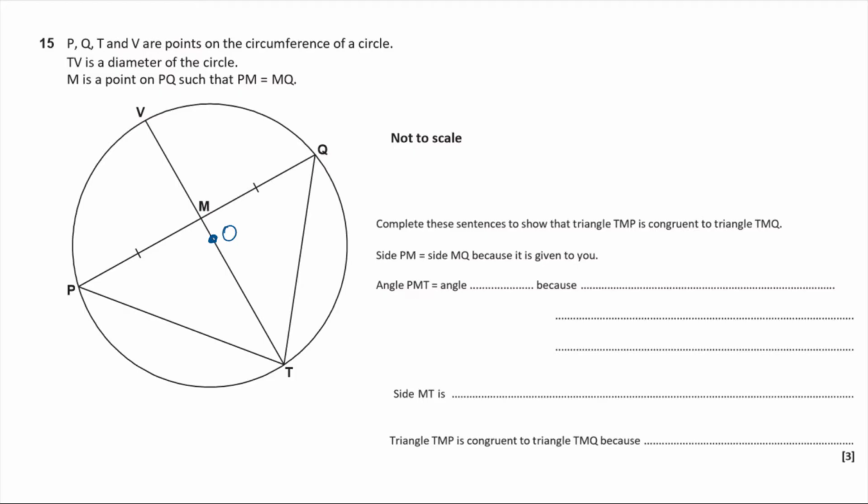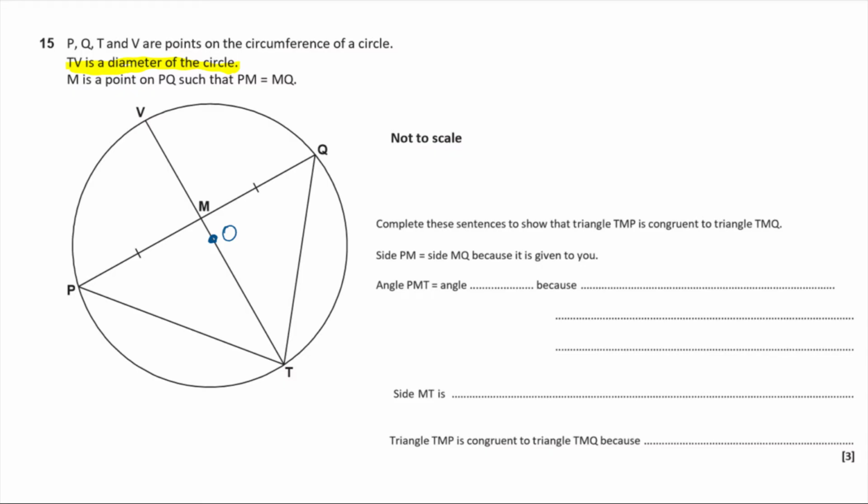M is the point on PQ such that PM equals MQ. Oh yeah, that's already been marked. Look, because they're talking about the midpoint of that, and they've put the two little marks on there to show that those two sides are the same length. So that's all good. I do like to read through this blurb at the beginning because often there's bits of information missed off. And here it was this bit here, wasn't it? TV is a diameter. So don't just look at the diagram, read the blurb, because there's often extra information in there. Now if you hadn't spotted that was the diameter, you might struggle with this question.